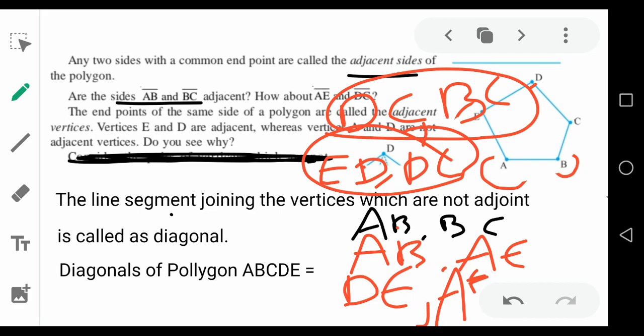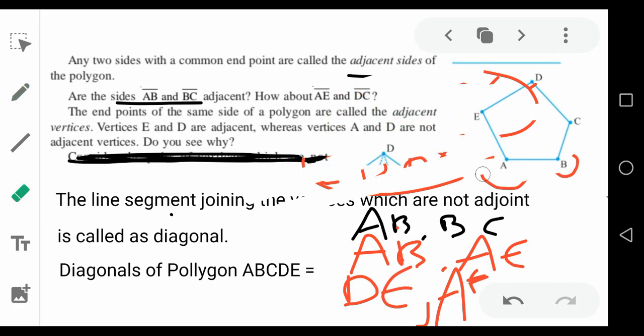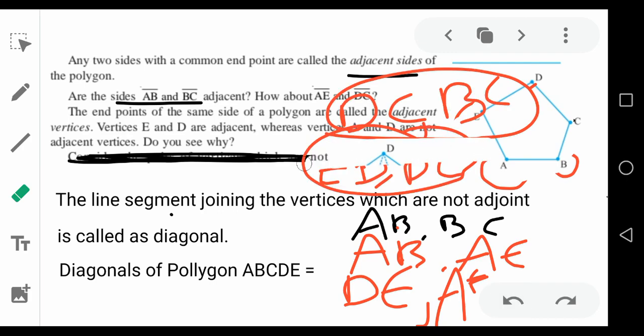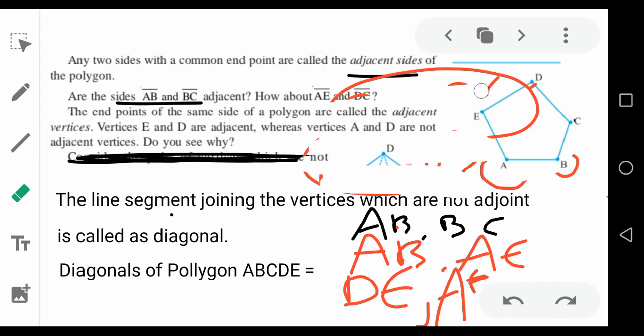Okay, now which will be not adjacent in this figure? Can you say which two sides will be not adjacent? That is DE and AB, if I am considering, they are not adjacent. They are not nearby, no? And they don't have any common point. D is here, AB is there, no common vertex for them. So it is not adjacent.